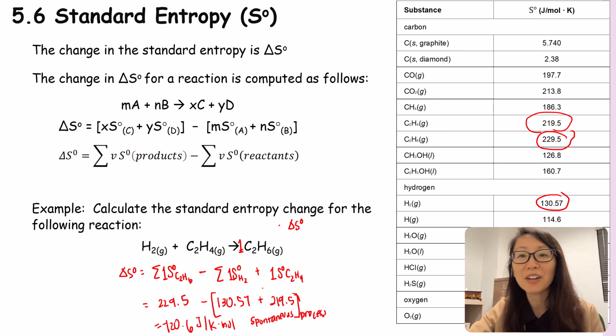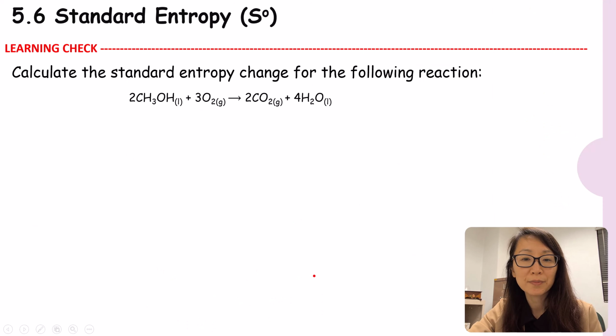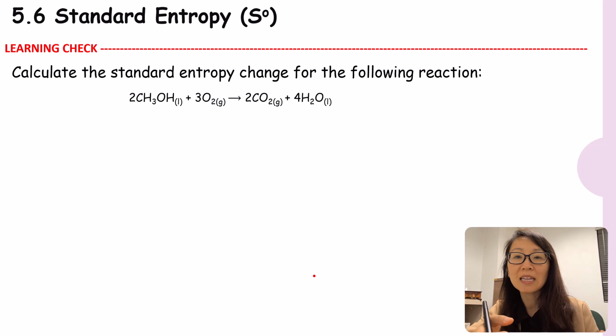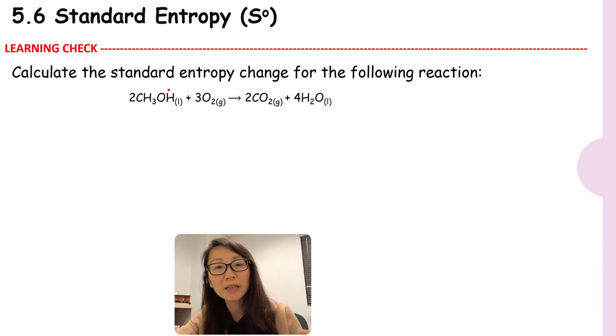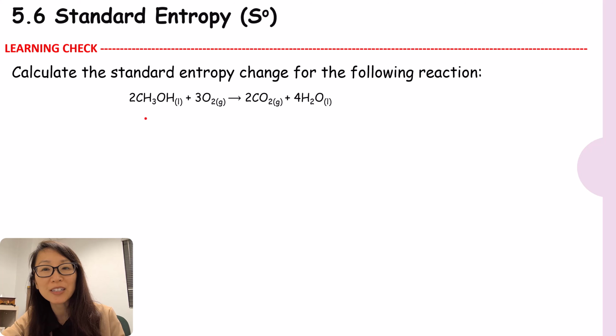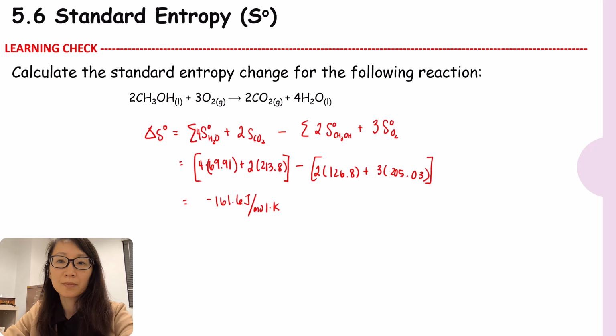Let's do another learning check. Here it says calculate the standard entropy change for the following reaction. So I want you to go back and see if you can find all of these molecules, the product and the reactant, in your reference sheet, and see if you can plug in some values here. Come back and check this video for the key.